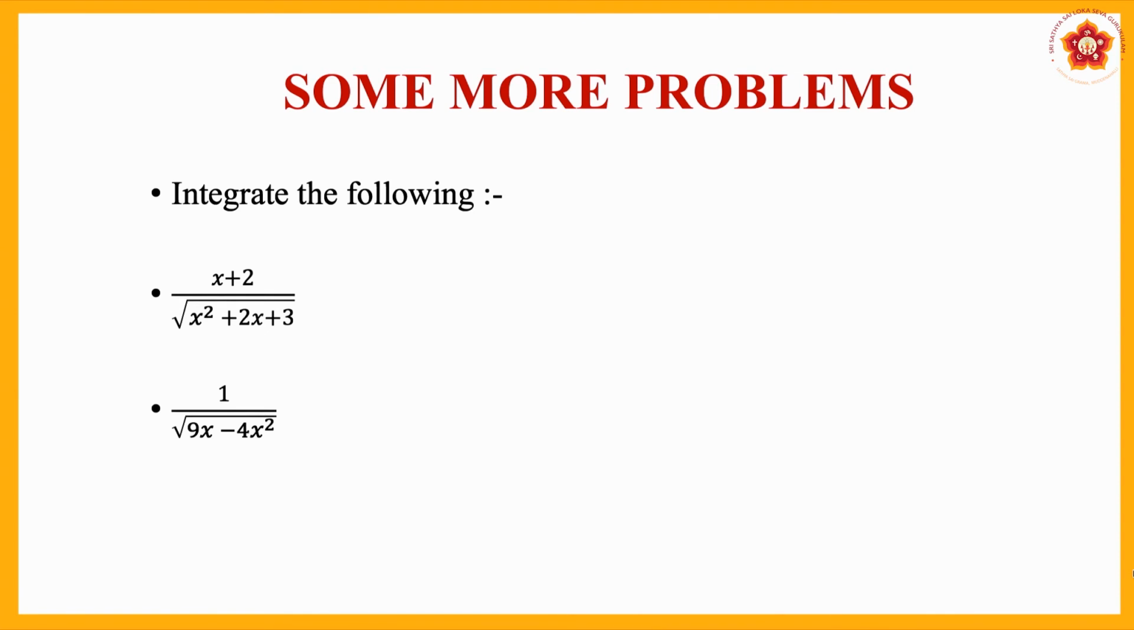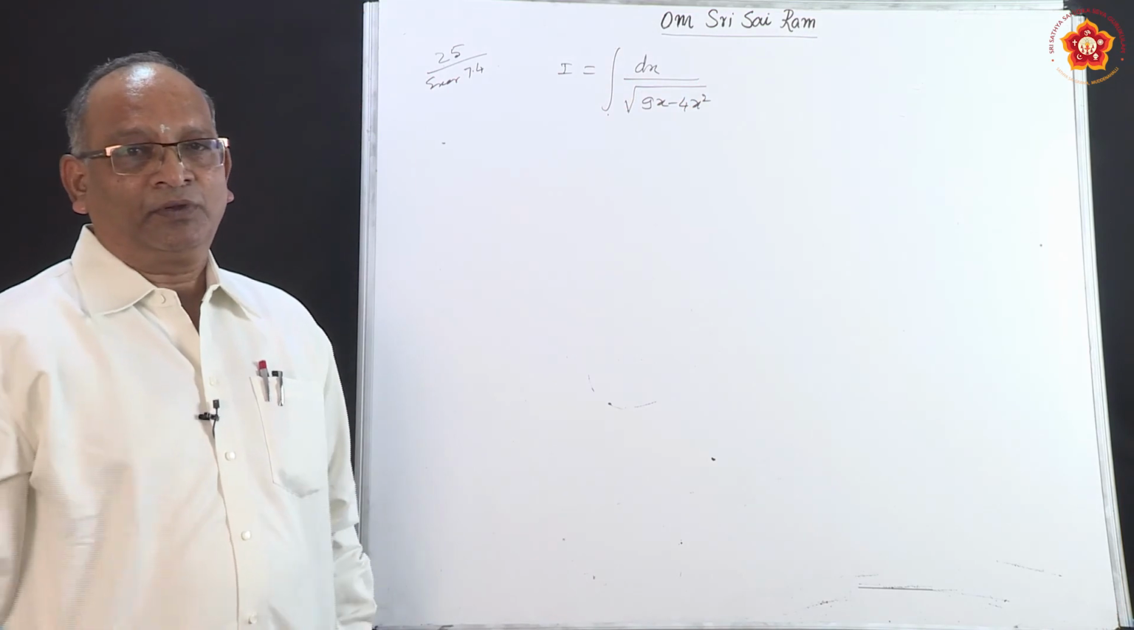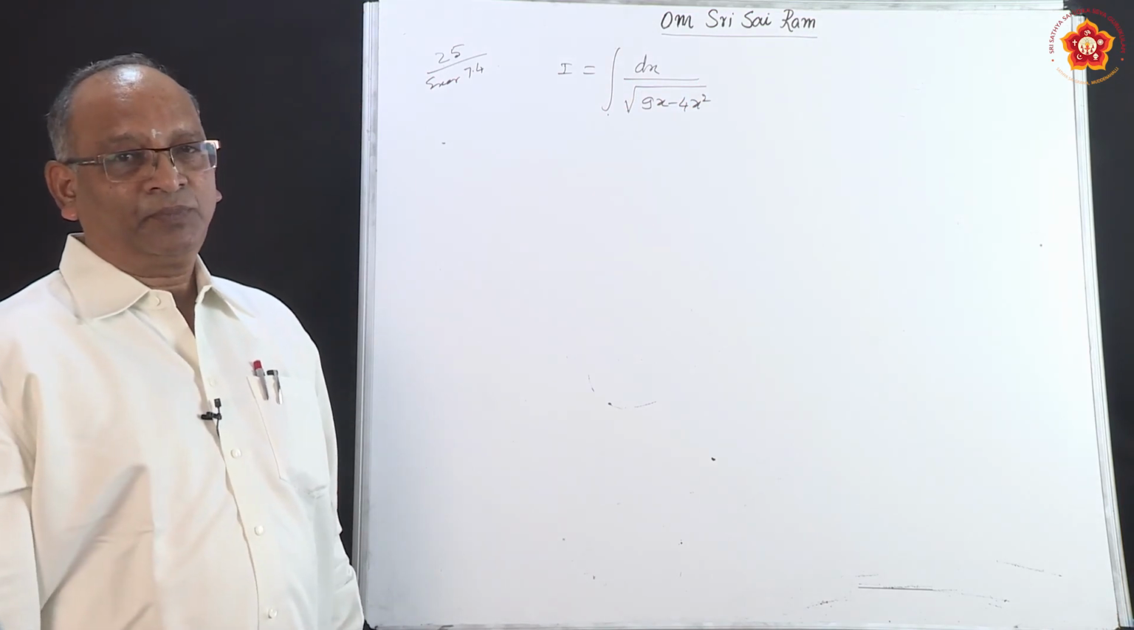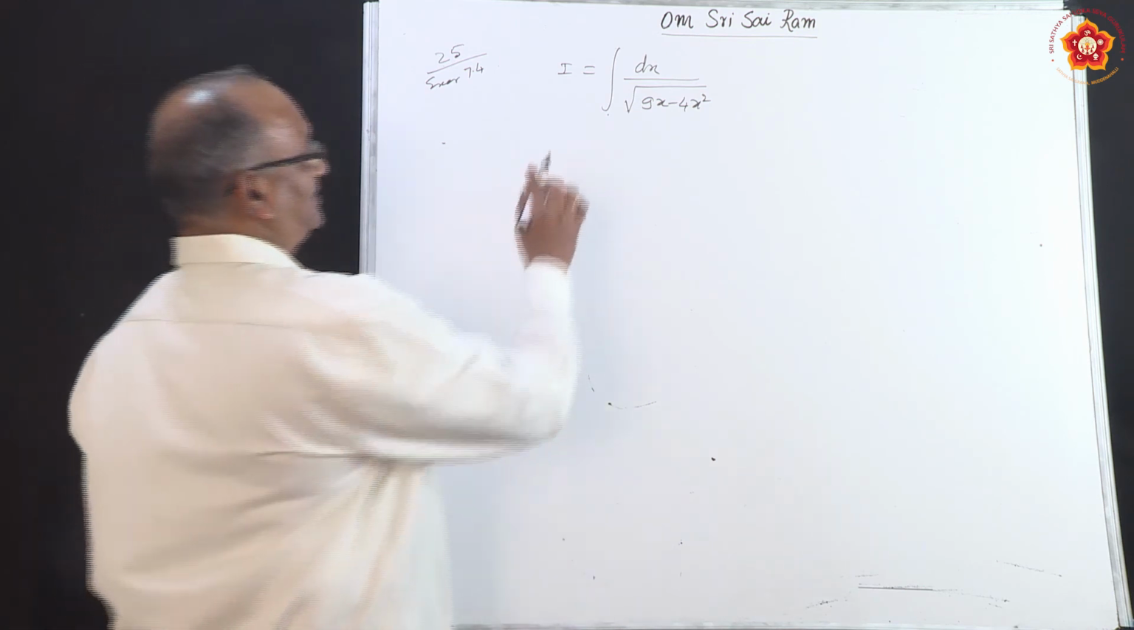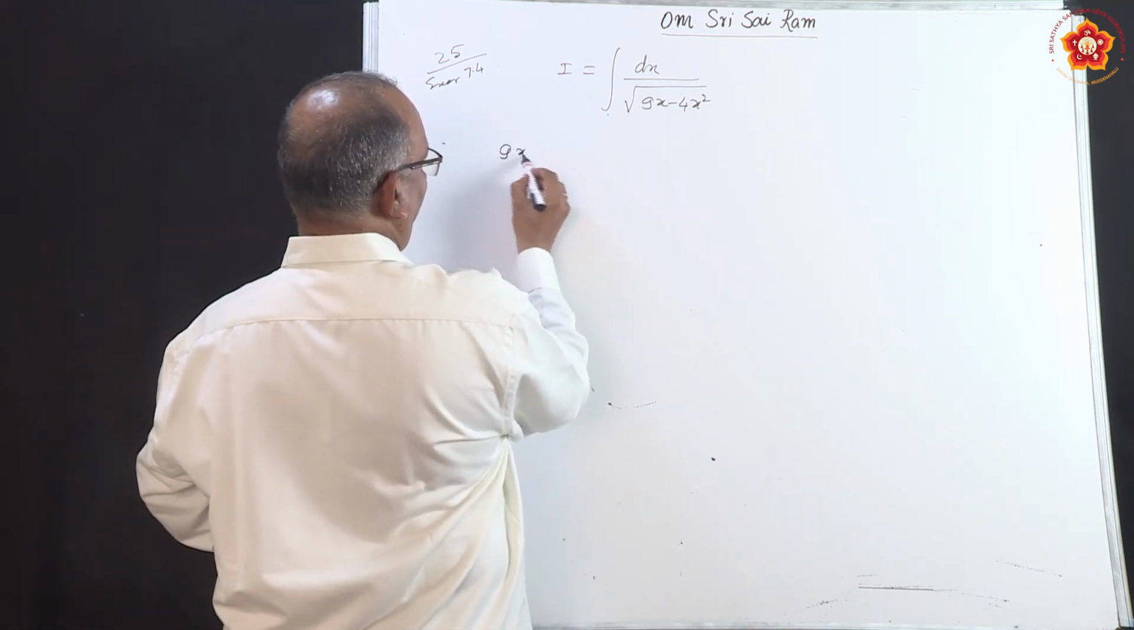This happens to be the 25th problem of exercise 7.4. I equal to integral of dx upon under root of 9x minus 4x square. How to simplify? We will just take this 9x minus 4x square and try to simplify.